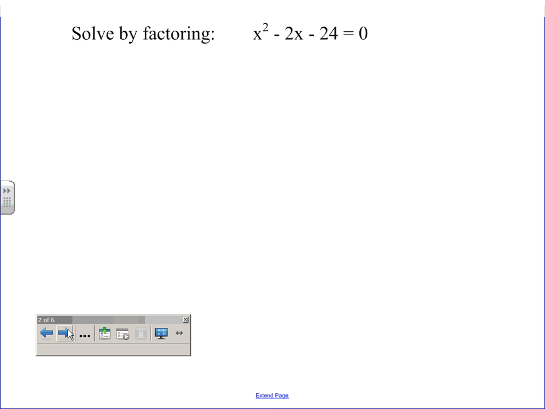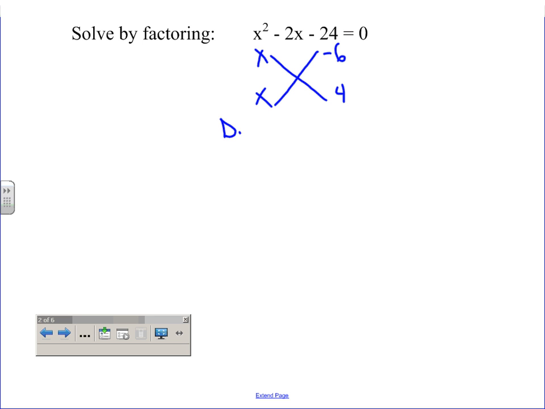So let's start first of all with solving by factoring, which to me is the easiest method, and as you guys practice, I think you'll feel the same eventually if you don't already now. So this is a trinomial. I want to factor it using the x factor. So x and x multiplies to give me x squared. Negative 6 and 4 multiply to give me negative 24.